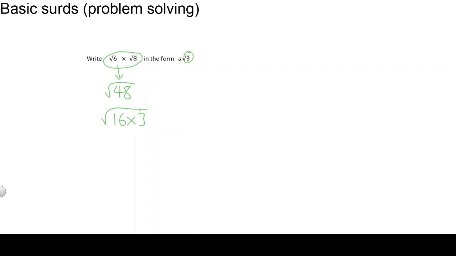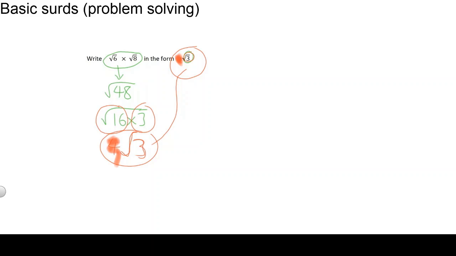That can be simplified further. Root 16 is 4, and then root 3, just leave it as root 3. Now compare this with the way they want it. Well, you've got the root 3, it's already there, and the root 3. So the value of a, this value of a is 4. So that's the answer, 4 root 3. The value of a is 4.